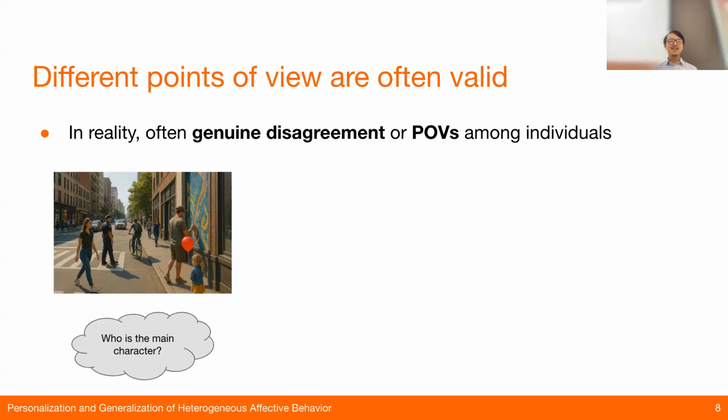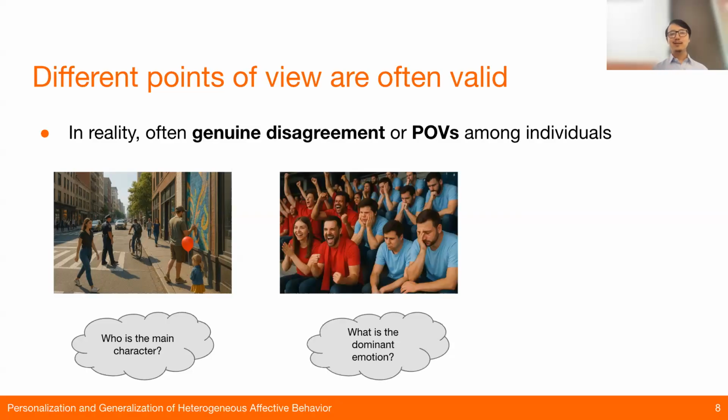Okay. So in this case, this shows a view of multiple different perspectives or multiple different points of view. And in this case, all of them are equally valid. So let's look at the second case. So what is the dominant emotion, or like what do you observe here?